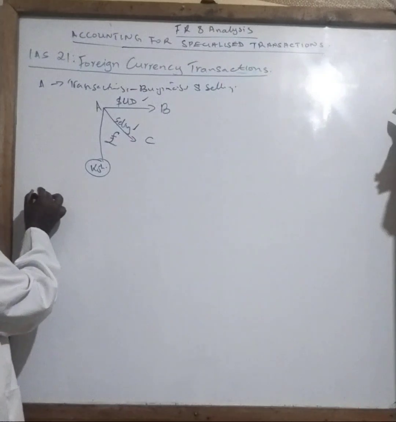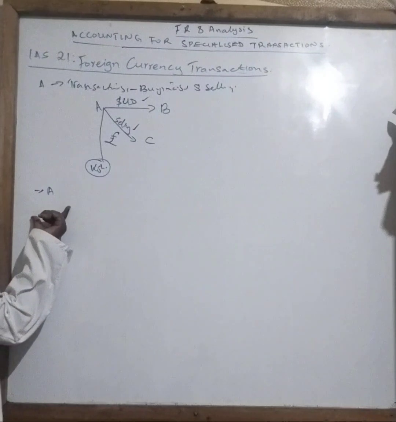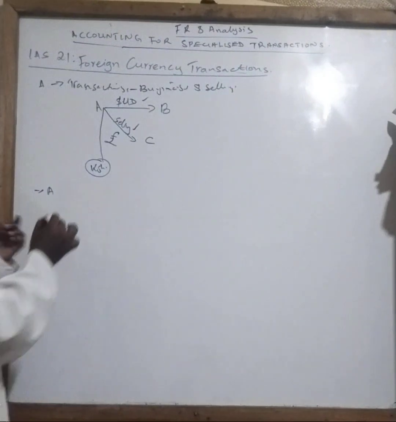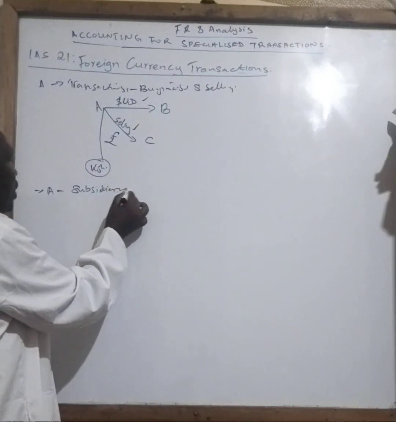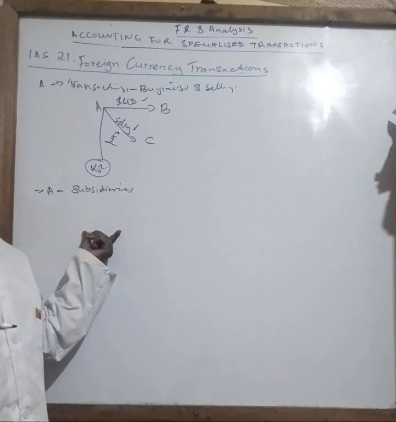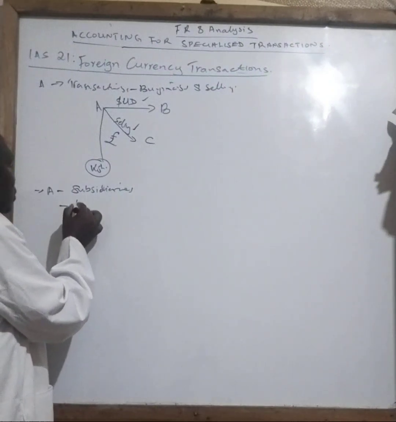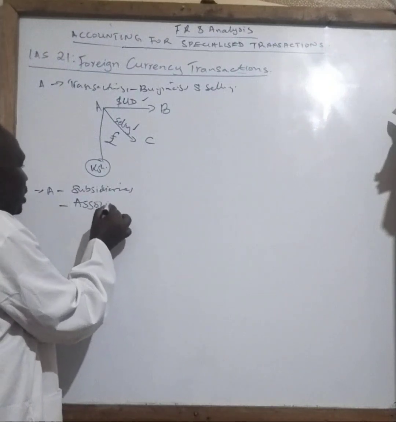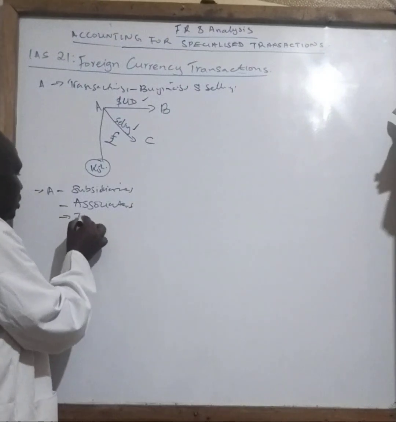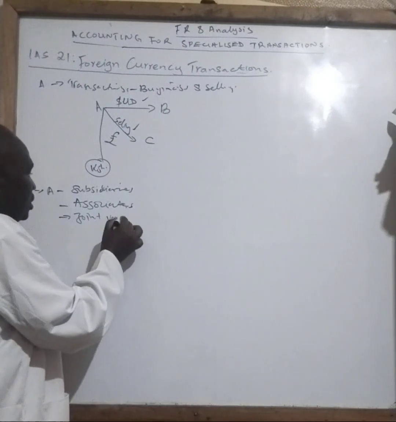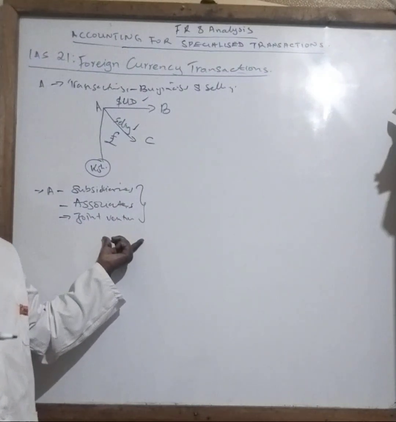Another point about this area is that assuming we have company A, this company A has subsidiaries, like the example I've just given about Equity Bank opening a branch in Tanzania. Then we have also associates. These are companies that are actually under group accounts. We have also what we call a joint venture.